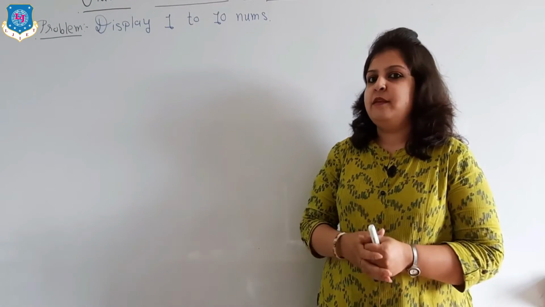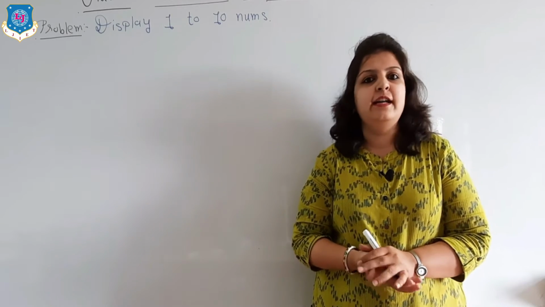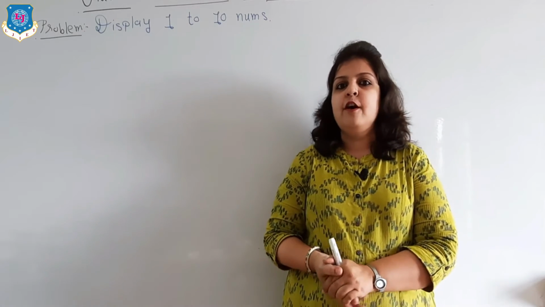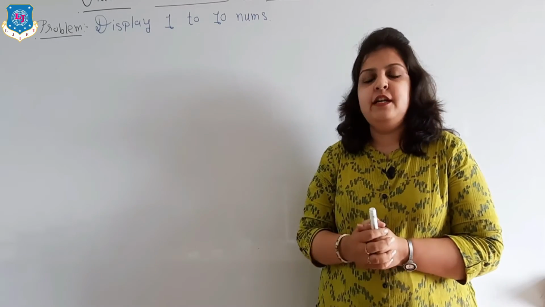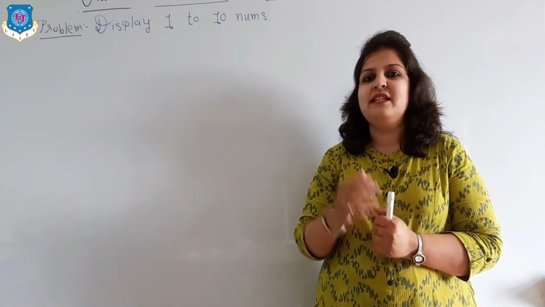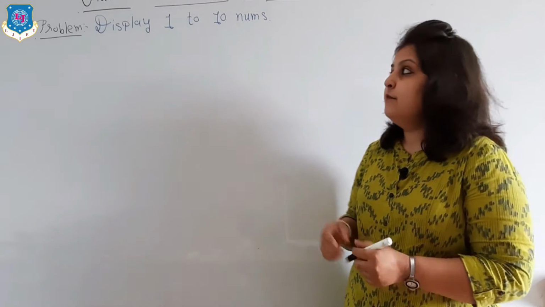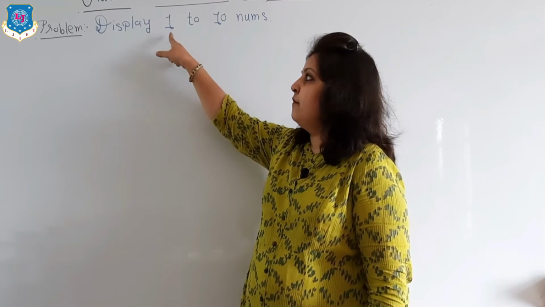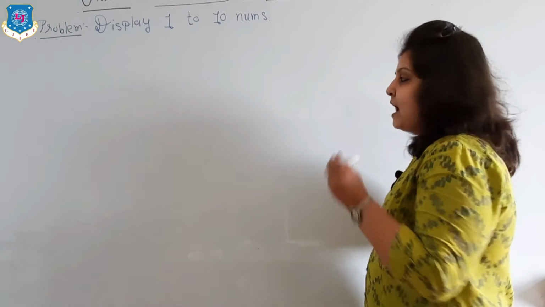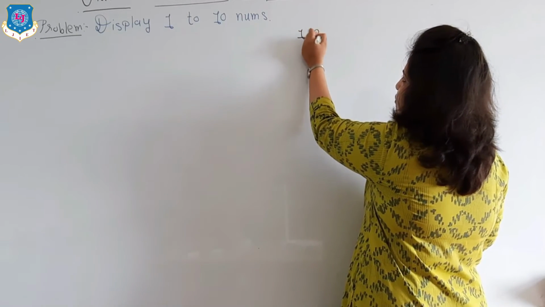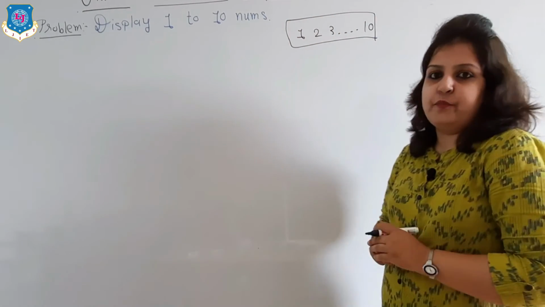Our next problem is to display 1 to 10 numbers, and here we have to use our third category, that is the repetition problem, or we can say we have to use a loop. So for any type of repetition problem we have to remember some steps, means we have to find these steps from our definition. First of all we have to think from where we have to start. So here we have to display 1 to 10 numbers, means our output is like 1, 2, 3 up to 10. This is our output.